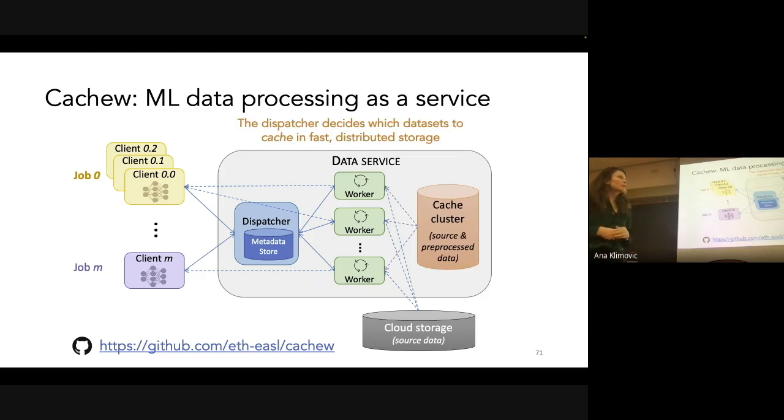The other thing that Cachew does, and what the name comes from, is caching. So storage might actually be a bottleneck if you're just reading from some slow cloud storage bucket. And we'll see that we actually need a policy to determine which data sets are worth caching. They could be the source data sets, or they could be some sort of preprocessed or partially preprocessed data sets that can be stored in faster storage that is managed by this Cachew service. And then you can read your data from there.